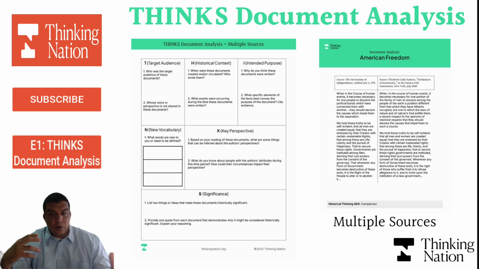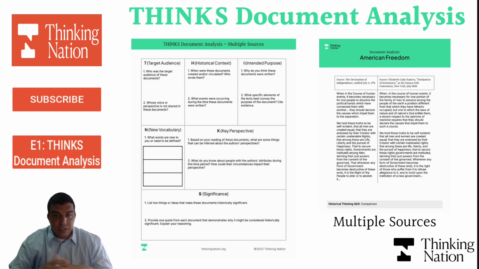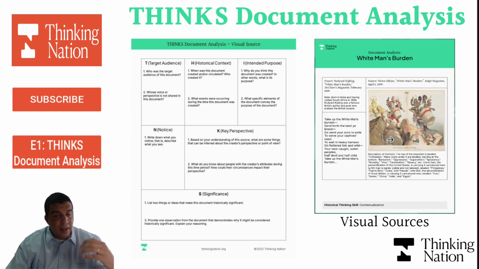What was the historical context that these documents were written? What is the intended purpose of these documents? And then the students are able to extract the most important information and think historically about these documents. And finally, like I talked about, we have visual documents.